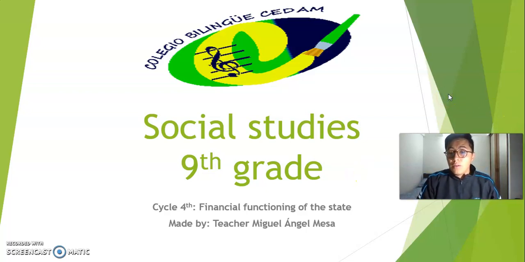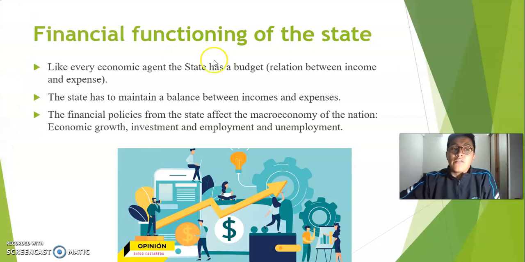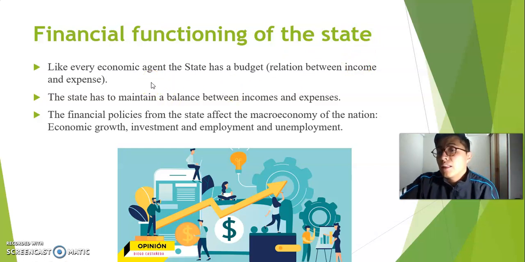We are going to learn three basic characteristics, and the first one says that like every economic agent, the state has a budget. That's a relation between income and expenses. So that means that as an economic agent, the state has a specific amount of money. That's why it has to work with it. So the first thing is that the state, as a normal person, earns an amount of money, and second, it has to learn how to spend it. That means that the state has to learn how to invest the money that it earns.